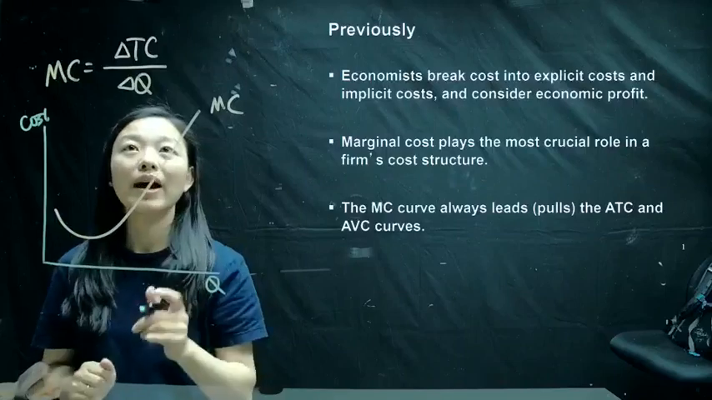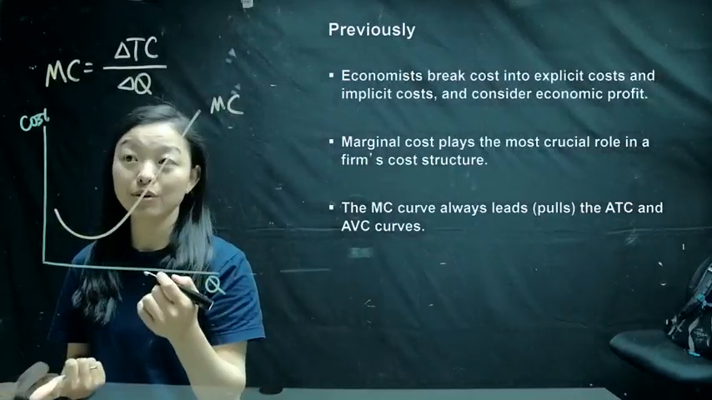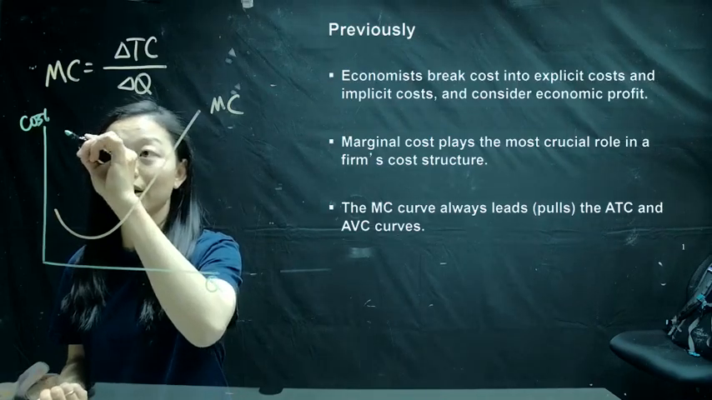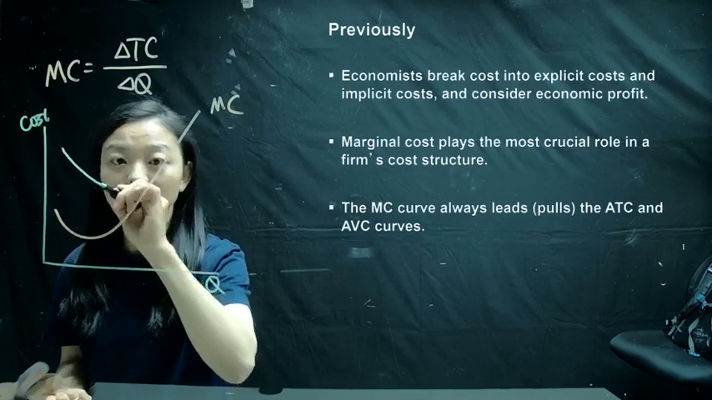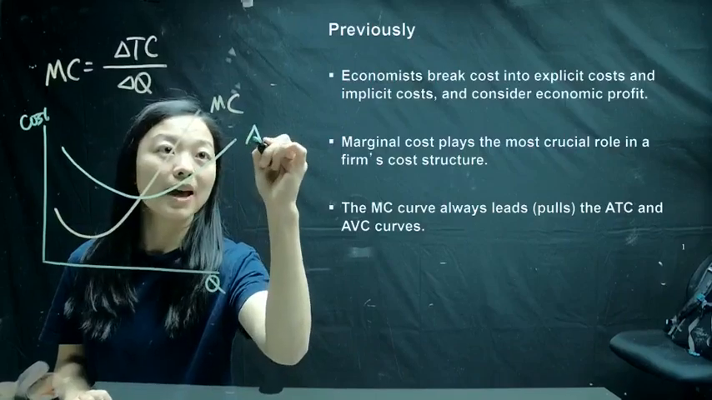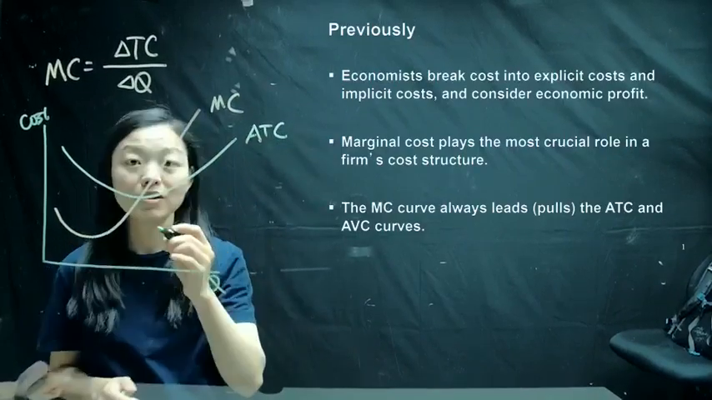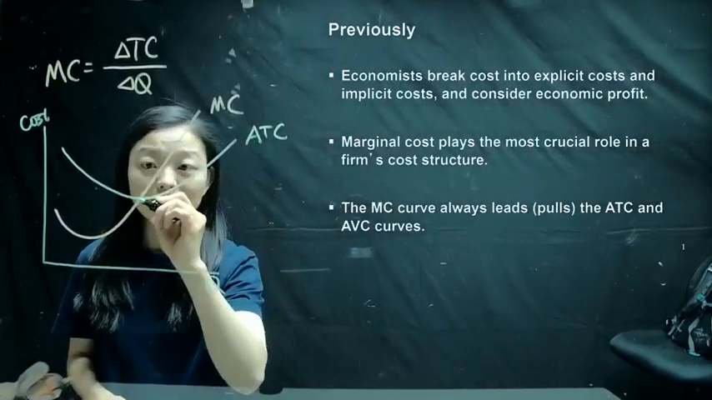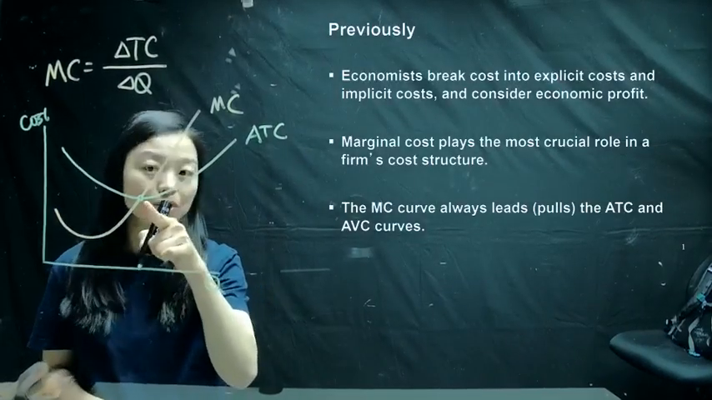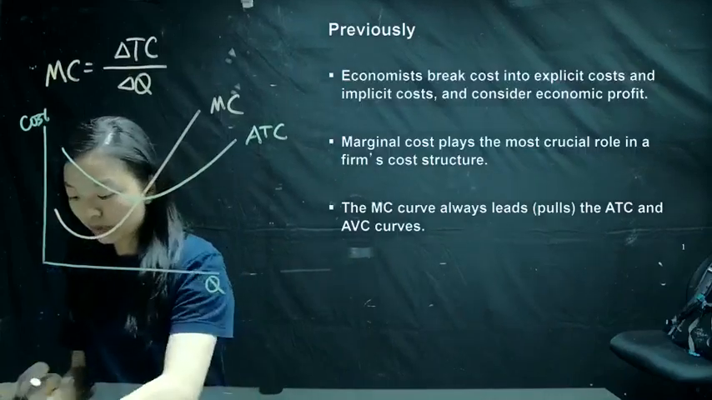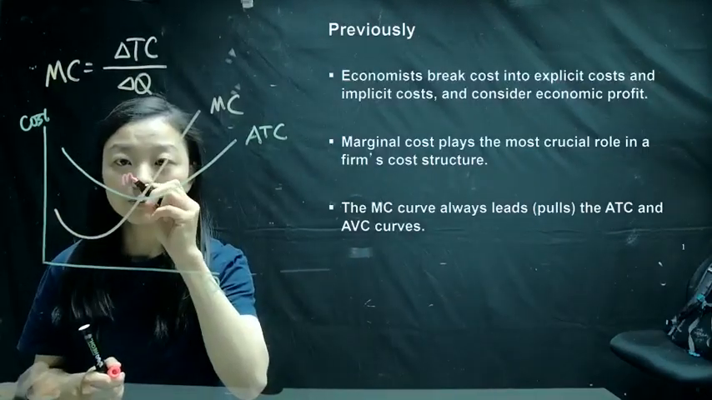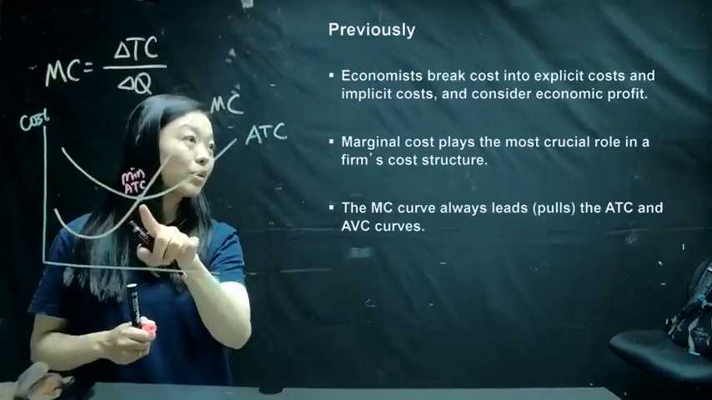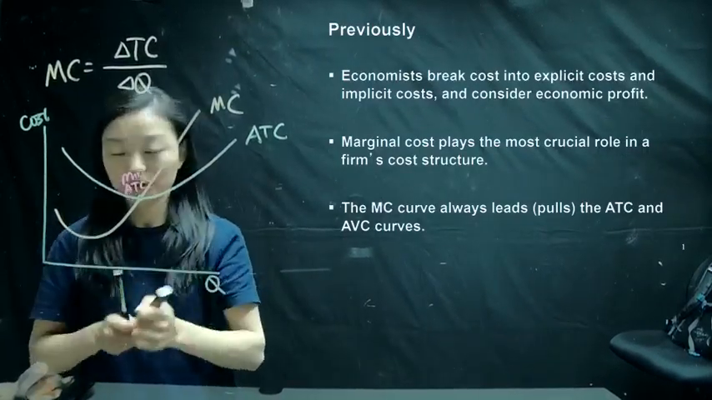Then based on this, I can draw an average total cost curve. This is what we already learned in chapter 13. This is the average total cost curve. And pay attention, the marginal cost curve and average total cost curve intersect at the minimum. So this will be the minimum point. This point here represents the minimum average total cost.